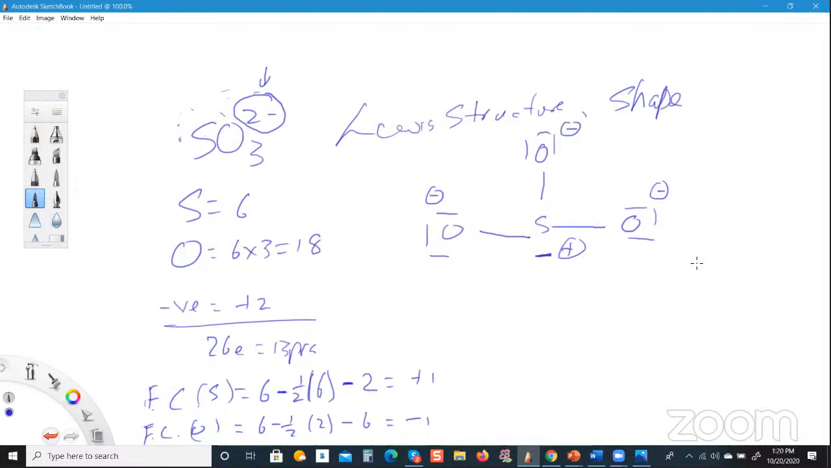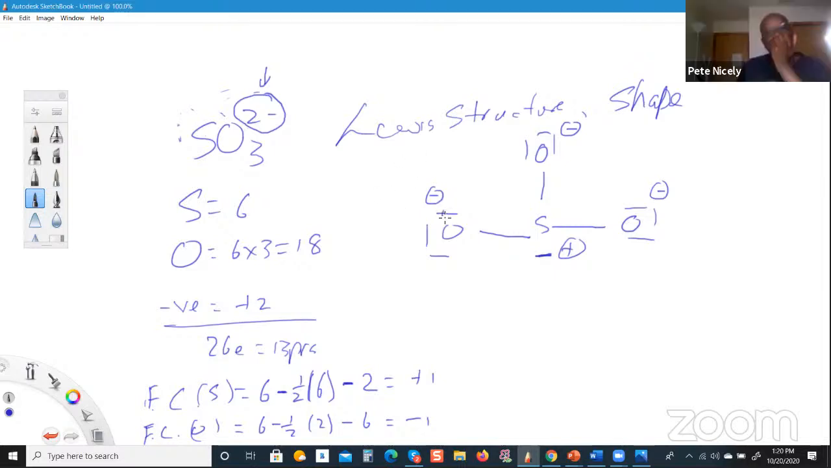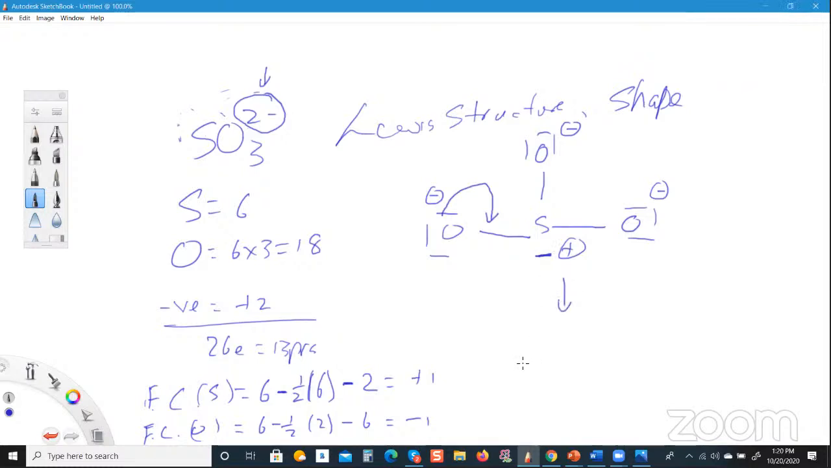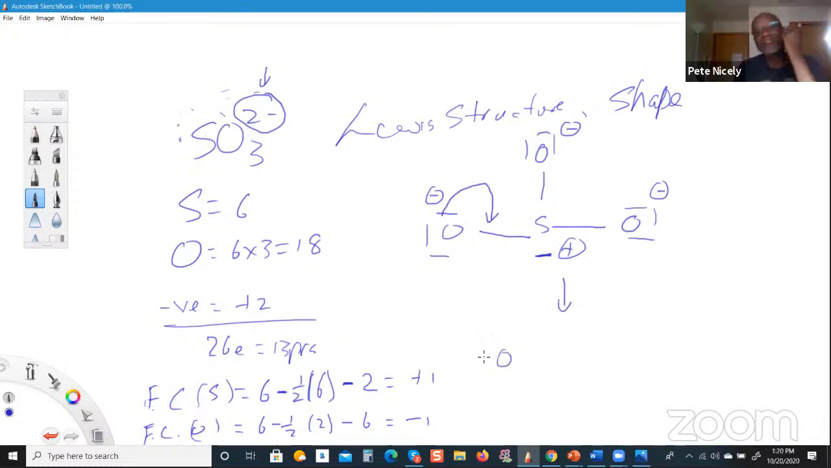Well, I guess in this case, what you would do is take a non-bonding pair from one of the oxygen atoms and add it, like this. So the final Lewis structure would be double bond S, lone pair here, double bond O, lone pair here and here.